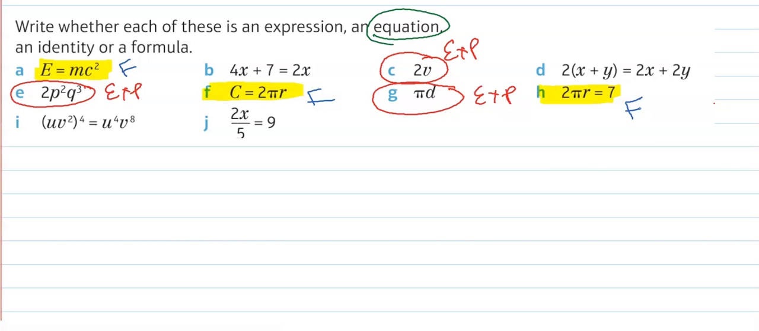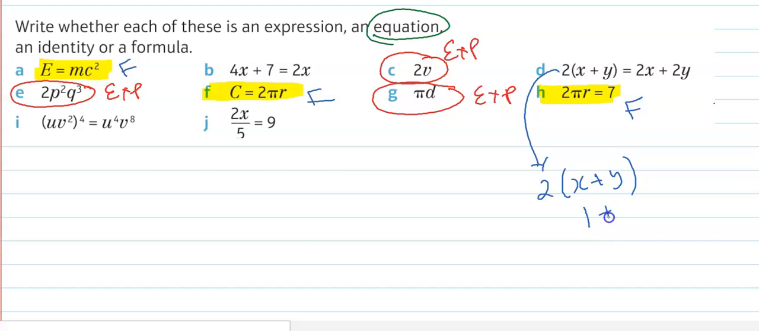An identity is always true for any values. It can be any value on the right hand side, any value on the left hand side. Let's take this example, 2x plus y. It is always true for any values, left hand side equal to right hand side, that is an identity. So if you put x equal to 1 and y equal to 3, then 1 plus 3 becomes 4. 4 times 2 is 8.